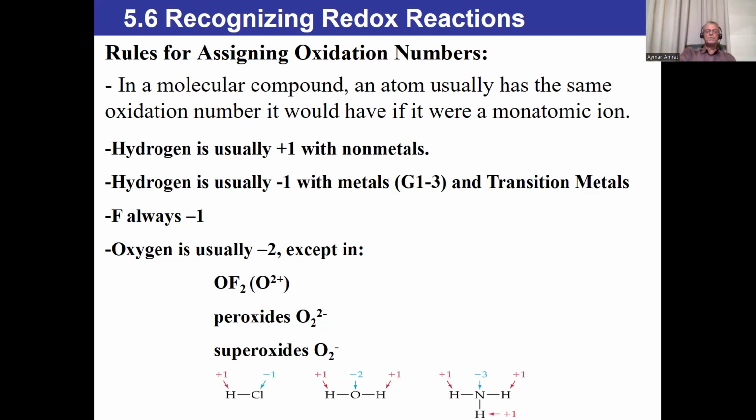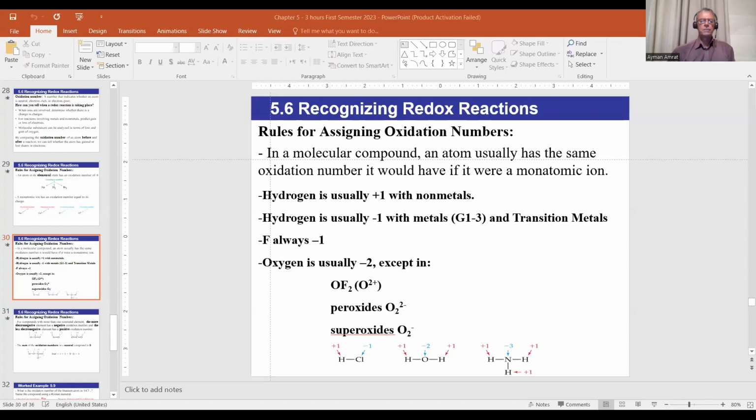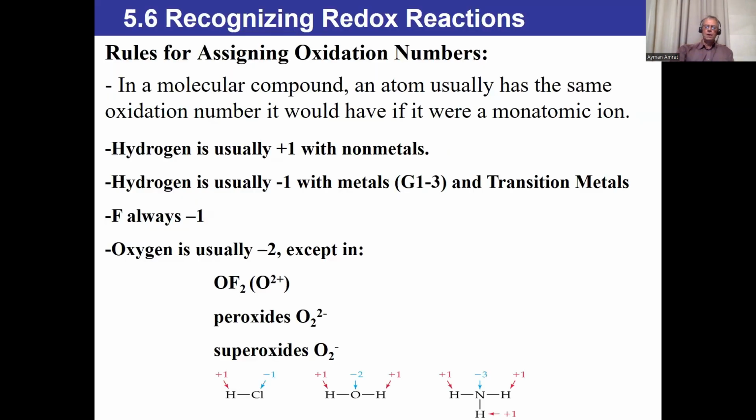Oxidation number. In HCl, with Cl a non-metal, hydrogen forms a +1 cation. In water, the same thing. Hydrogen with non-metals always forms a +1 cation. With oxygen, with nitrogen, with chlorine, the hydrogen is always +1.